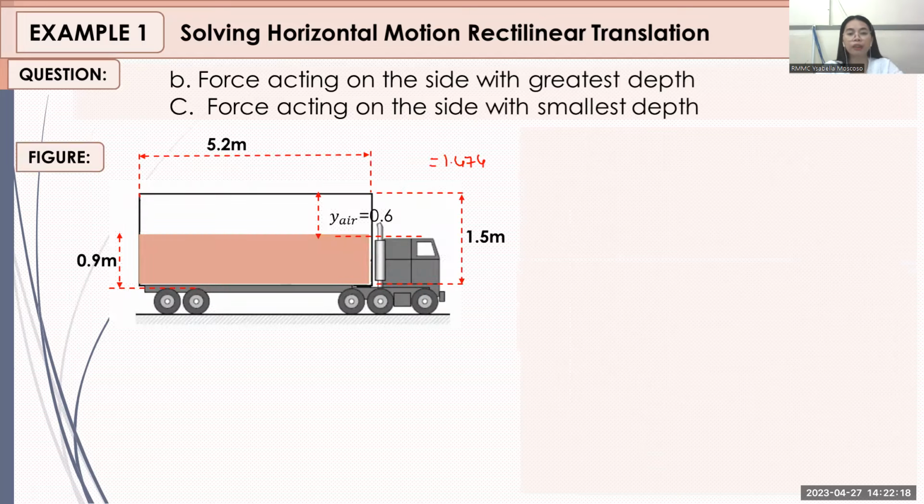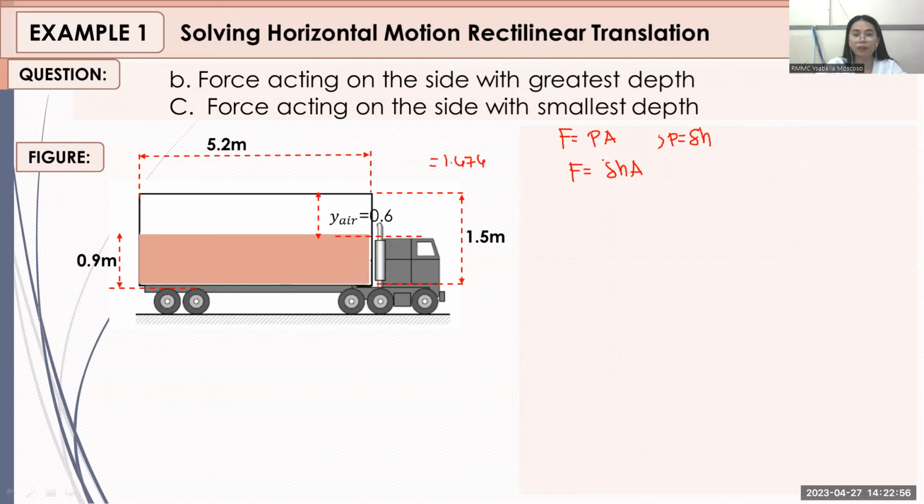Okay, so to continue, let us try to find the force acting on the greatest depth and the force acting on the smallest depth. So we know that the formula of your force is, ano bang formula ng force natin? The formula of your force is pressure times the area. But since ang pinag-uusapan na force natin dito is your hydrostatic force, therefore, yung pressure natin dito should be hydrostatic pressure also. And that is gamma H. So to simplify, F is equals to gamma H times A.